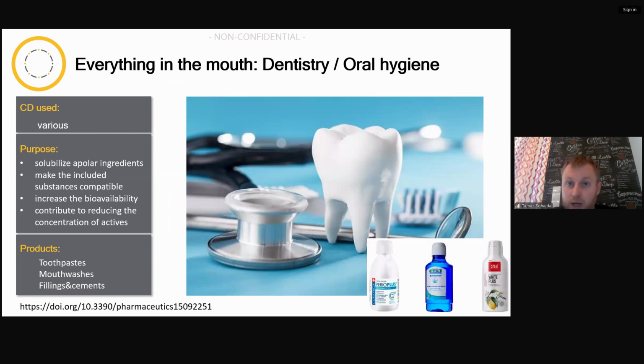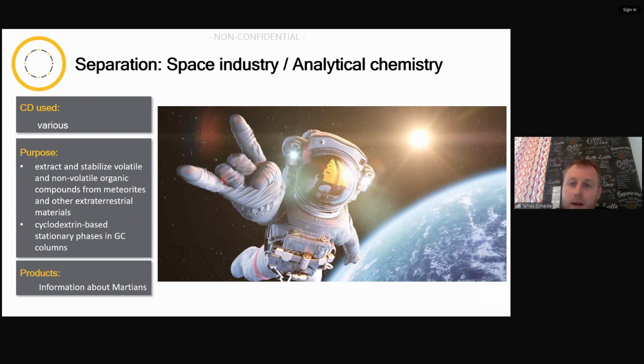There are quite a few products in dentistry and oral hygiene using cyclodextrins: different types of toothpaste, mouthwashes, fillings, cements, and stuff like that, with various applications. So I'm not going into detail. The concept is usually very similar or the same as with other products. It's just a different industry and again a different application. So space industry and space chemistry, this is a bit different in application.